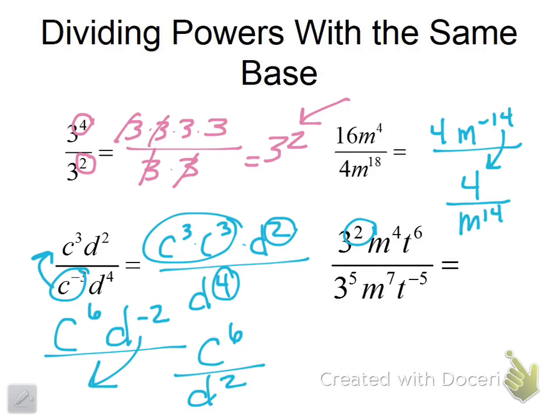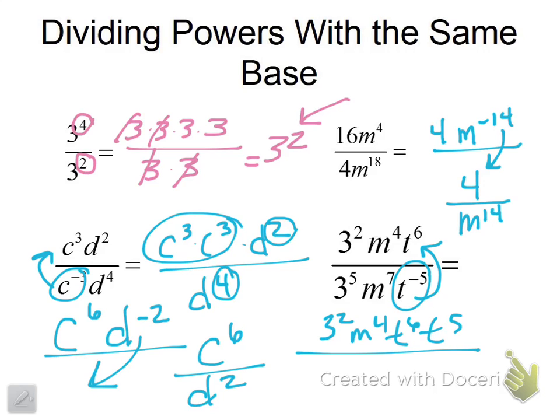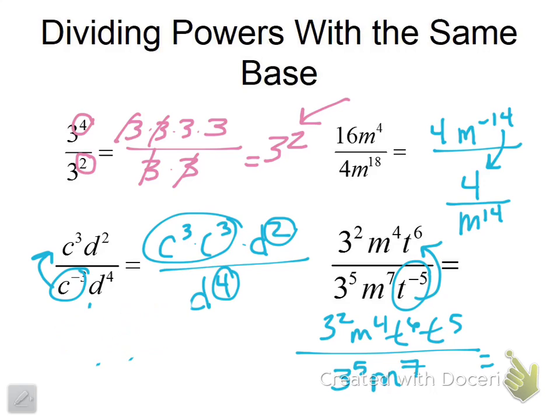Okay, so this one, we got those that we're going to do first, but I want to move this t first to make it positive. So I'm going to get 3 squared m to the 4th, t to the 6th, t to the 5th, 3 to the 5th, m to the 7th. Okay, I'm going to erase this over here so I have a little bit more space to write.